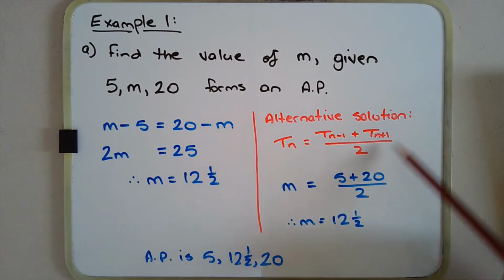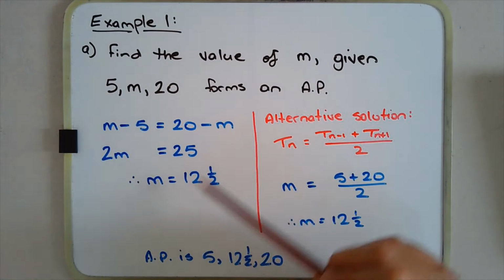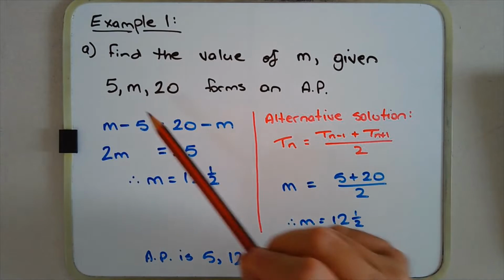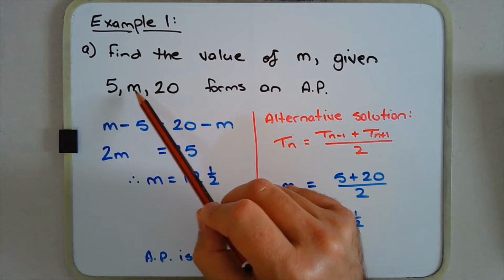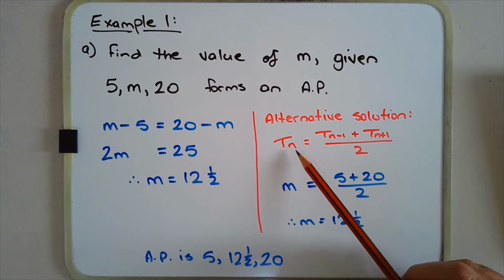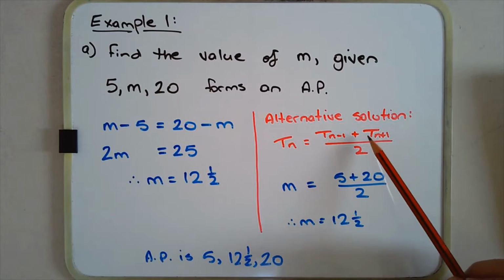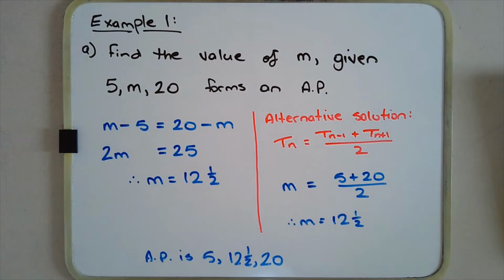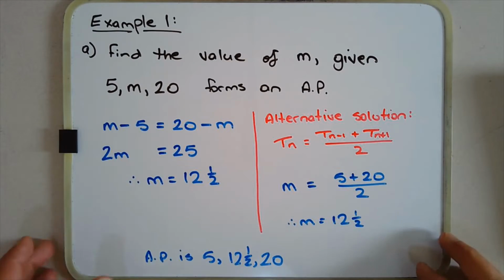Now, there is an alternative solution, which is very similar to the first method, but it uses the fact that m is the average of 5 and 20, and it uses that fact explicitly. So Tn is equal to Tn minus 1 plus Tn plus 1, so they refer to the terms on either side of m, and then divide that by 2. m is equal to (5 plus 20) over 2, and therefore m is equal to 12.5. So the AP is 5, 12.5, and 20.